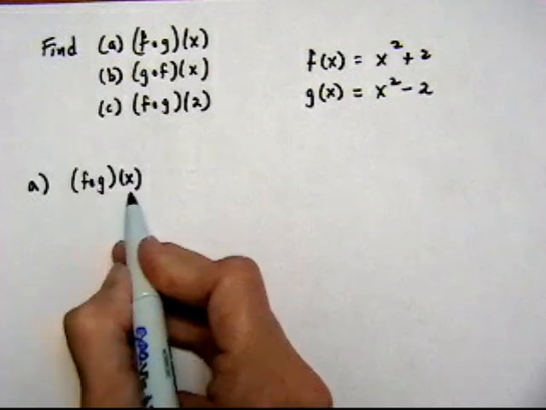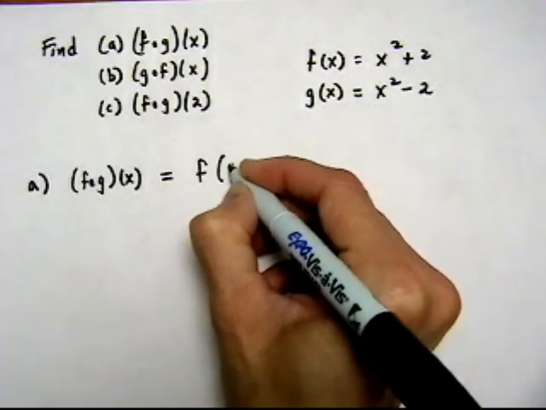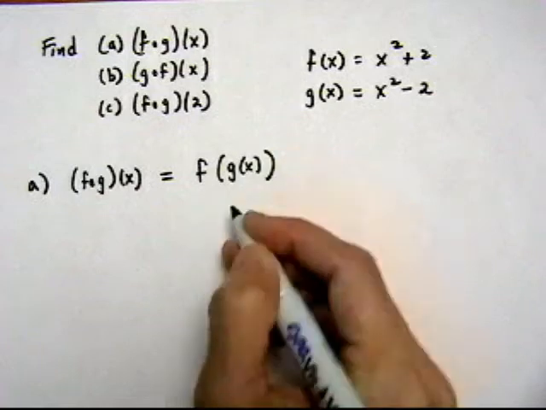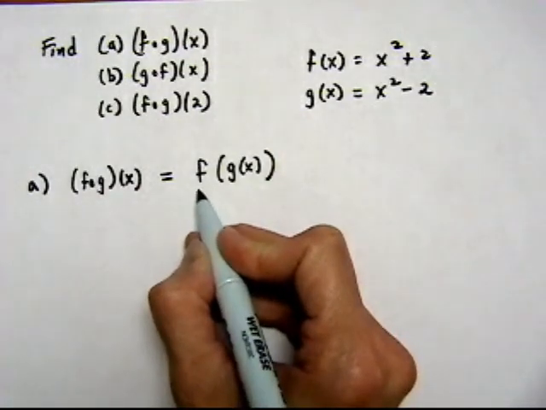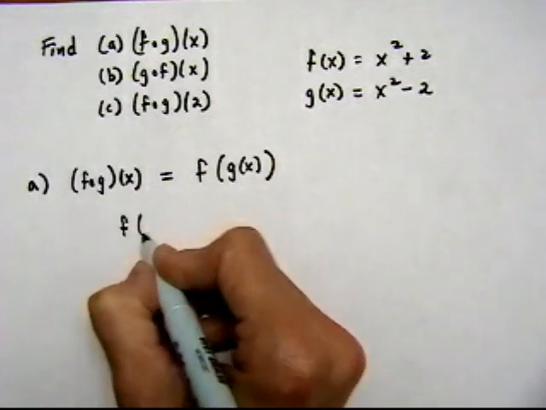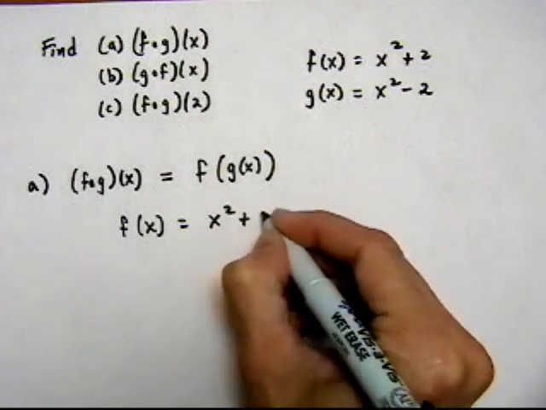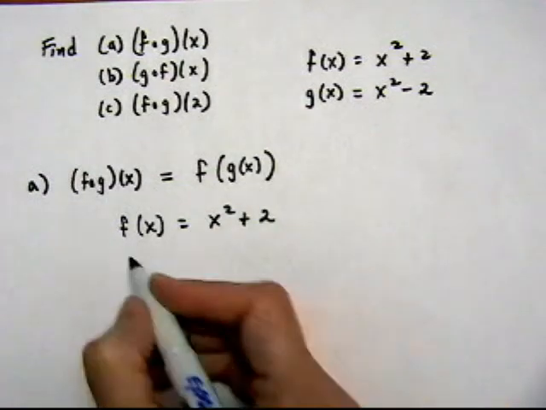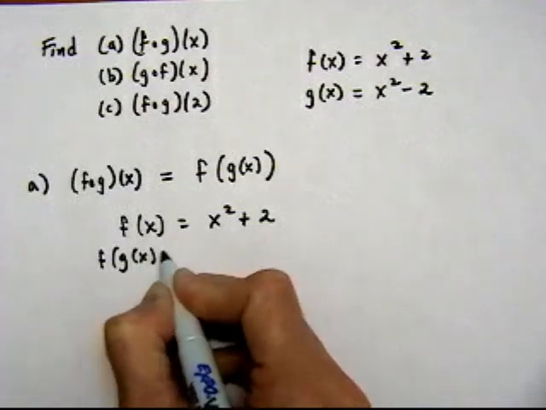So f of g of x. Keep in mind that means f of g of x. So that means we want to take g of x and use it as the input for the f function. So we start with the f. F of x is equal to x squared plus 2. And then we're going to replace the x by g of x.